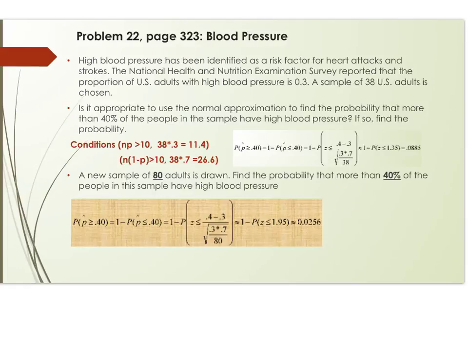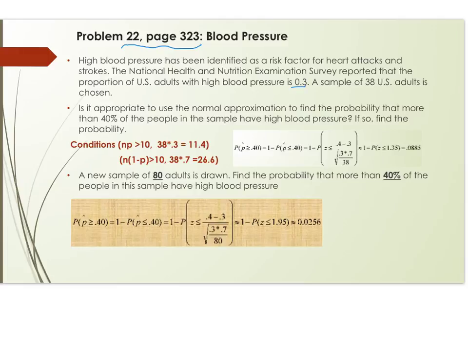So we have a medical problem. This is problem 22 on page 323, blood pressure. High blood pressure has been identified as a risk factor for heart attacks and strokes. The National Health and Nutrition Examination Survey reported that the proportion of U.S. adults with high blood pressure is 30%, 0.3.